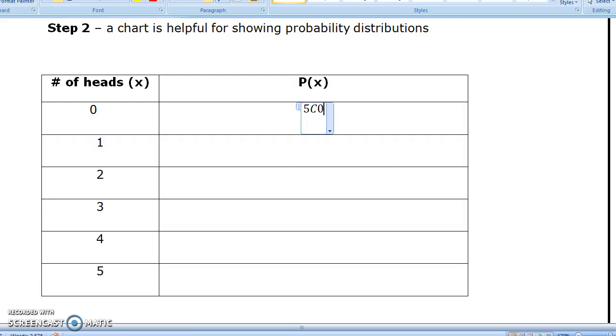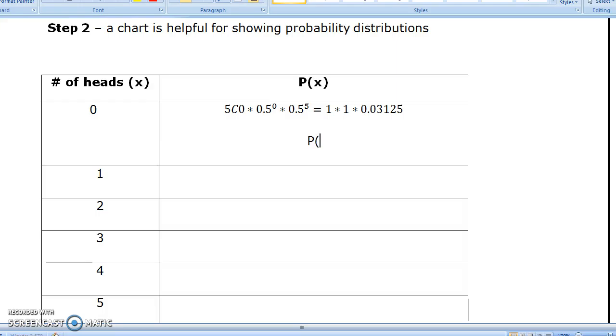5 choose 0, right? We have 0 successes times success to the power of 0 times failure to the power of 5. Basically, we're looking for 5 failures, right? Now we know that 5 choose 0 is 1. Anything to the power of 0 is also 1, and 0.5 to the 5 is 0.03125. Ergo, the probability of throwing 0 heads, P that X equals 0, is given by 0.03125. Okay, that would be our first answer here.